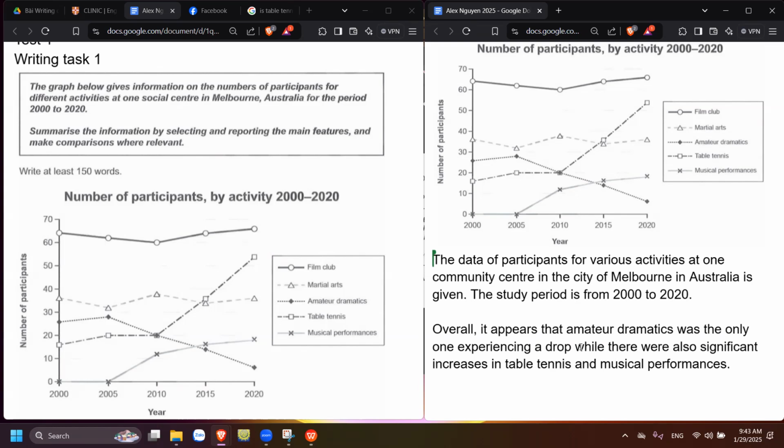So linking between the sentences is super important. It links the ideas together. All of these linking devices, these linking words, are super important. Is there anything else you would like to mention in the overall part? Bowling clubs don't have much of a change, only a slight increase. Martial arts have a slight bump in 2010, but that's a fairly insignificant bump.